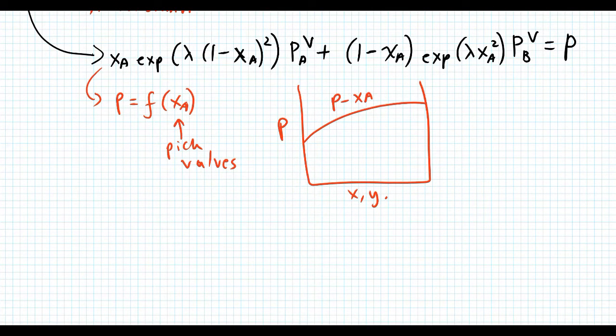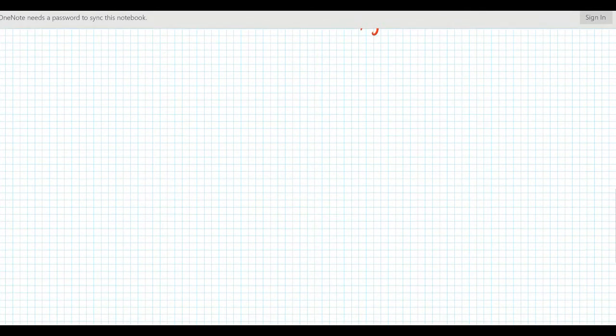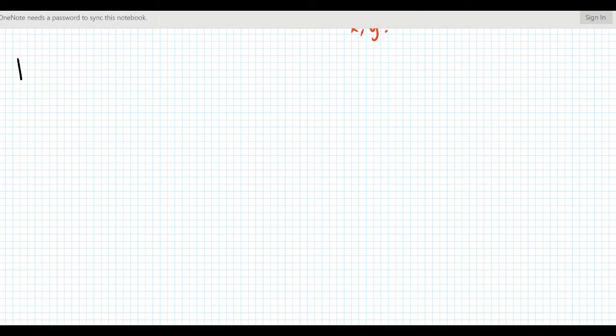Okay, so now that you've seen in Excel how to get the Pxa curve, or the bubble line, now let's go ahead and try to get the dew line, or the Py diagram. So, to do that, let's start again with the modified Raoult's law. We know that P as a function of xa looks like this.